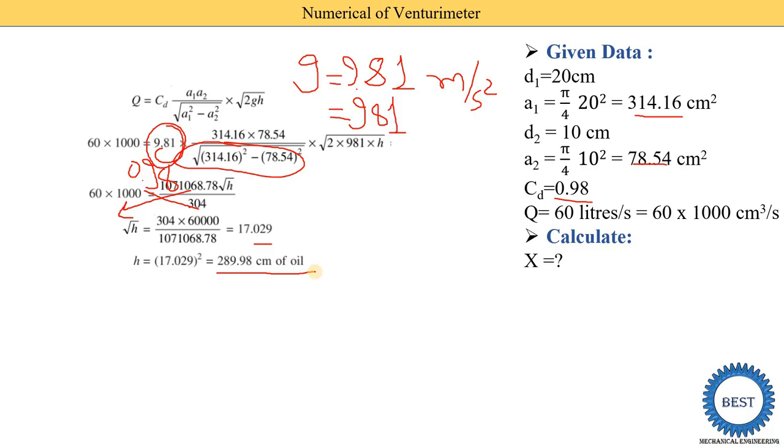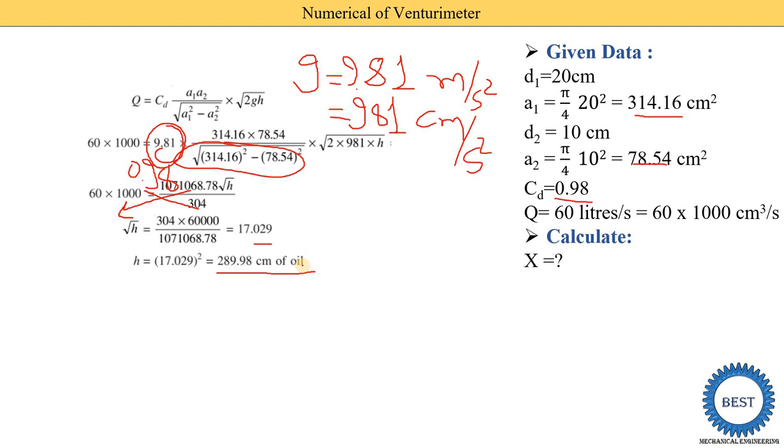So here we get this H in centimeters because we put all the values in centimeters: area in centimeter square, Q in centimeter cube per second, G in centimeter per second square. Suppose we put all these values in terms of meters, then we get this answer in meter of oil.